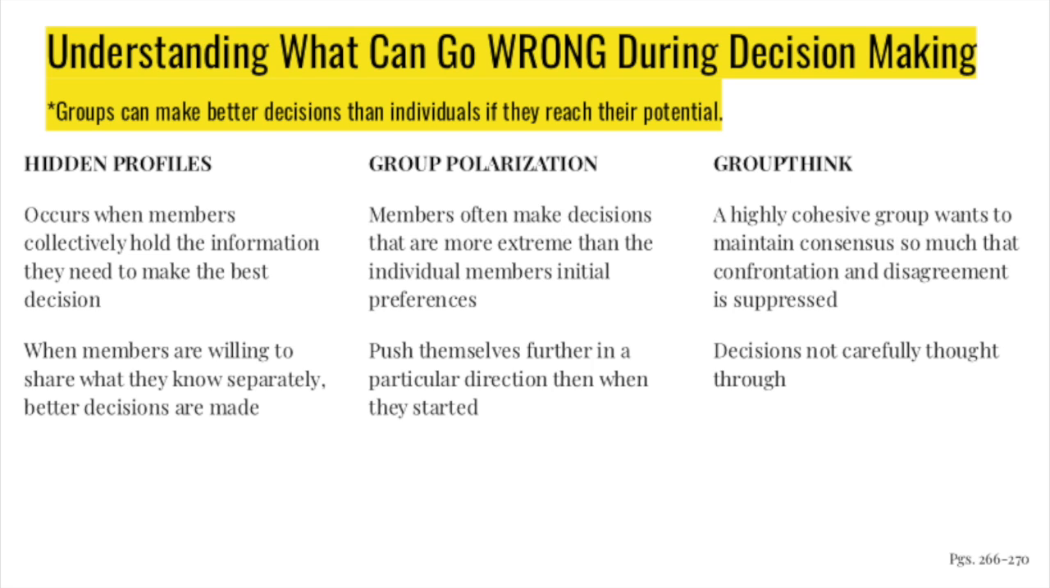Group polarization: members often make decisions that are more extreme than the individual members' initial preferences. So groups push themselves further in a particular direction than when they started. And groupthink: a highly cohesive group wants to maintain consensus so much that confrontation and disagreement is suppressed. This basically means that everyone just wants to get along and they're not going with what they think is best, so the decisions are not carefully thought through.